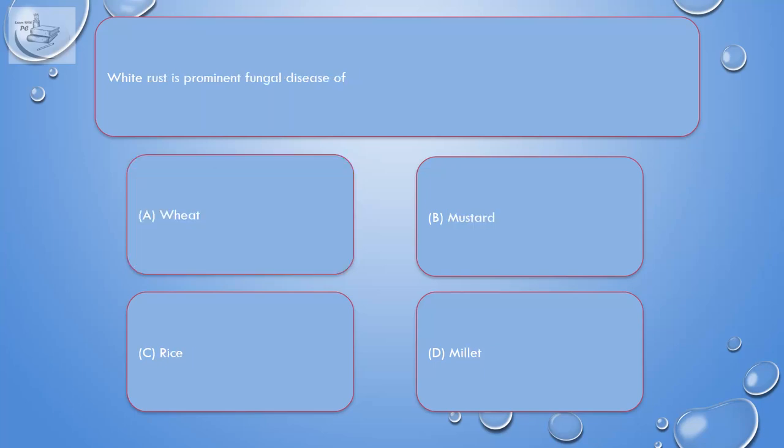Question: white rust is prominent fungal disease of A. Wheat. B. Mustard. C. Rice. D. Millet. Correct answer is B. Mustard.